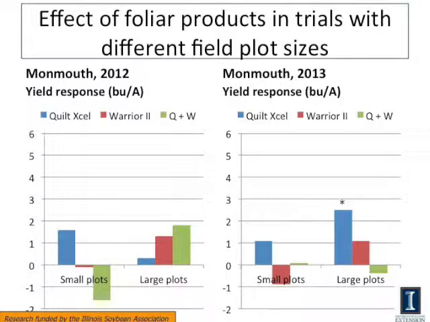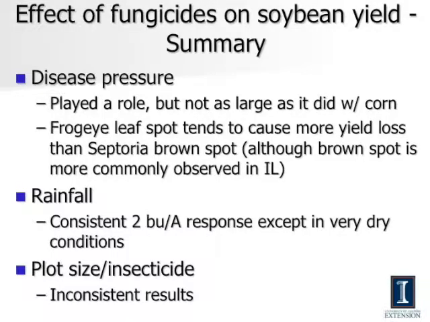So what does all this mean? As far as disease pressure goes, I would say that it certainly plays a role. It's probably not as large of a role as what we have seen with corn. Again, we saw that 2 bushel an acre yield response. Pretty much, it didn't really matter so much about disease pressure, except for the frequency of how often we would have been profitable.